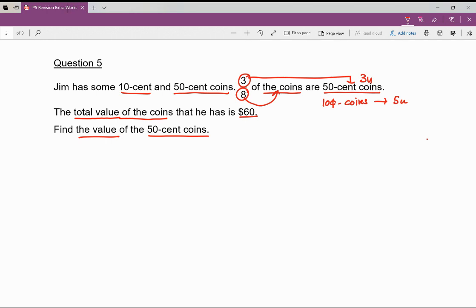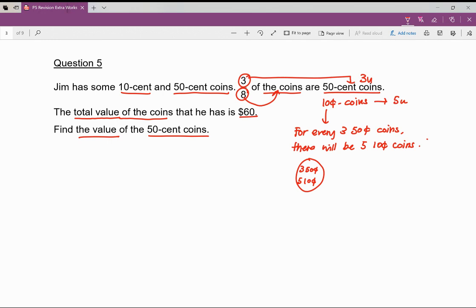So I know that 50-cent coins is 3 units, and then my 10-cent coins is 5 units. So what this means is that for every 3 50-cent coins, there will be 5 10-cent coins. Okay, so in one group, there are 3 50-cent coins and 5 10-cent coins. Now, be very careful when it comes to money like this.